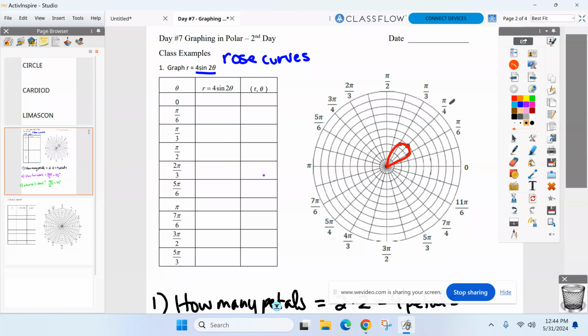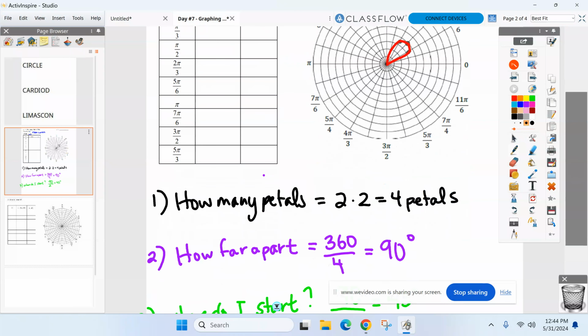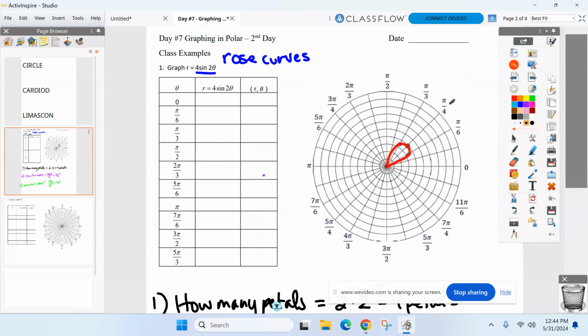There's petal number 1. How far apart are they again? So I can go to petal number 2. How far apart are these petals again? 90 degrees. And remember, it goes by 15 degrees every time. So at pi over 4, we go 15, 30, 45, 60, 75. Here's where petal 2 is going to start, right there at 3 pi over 4. I go every 90 degrees. And how far out does the petal go? To 4. 1, 2, 3, 4 at 90.